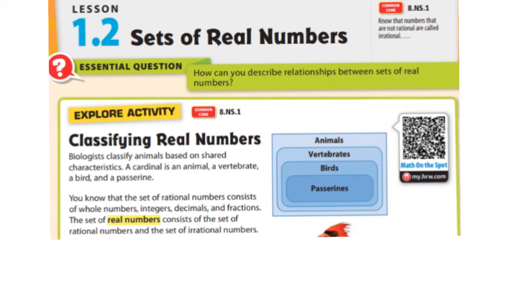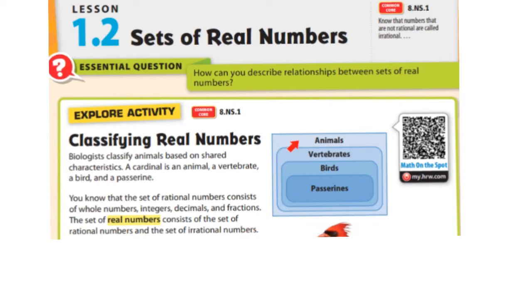Okay, so we're going to begin lesson 1.2, sets of real numbers. The central question is, how can you describe the relationship between sets of real numbers? And so what we're going to do is take real numbers and put them in a set. And these sets could be two different sets, or one could be a subset of the other. So a subset is what you see down here.